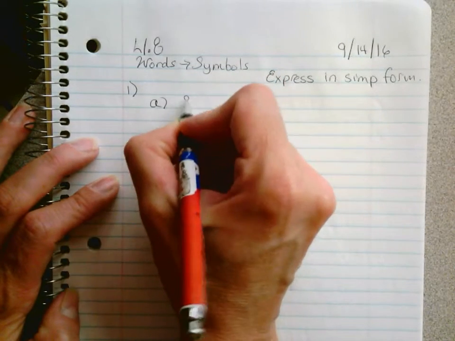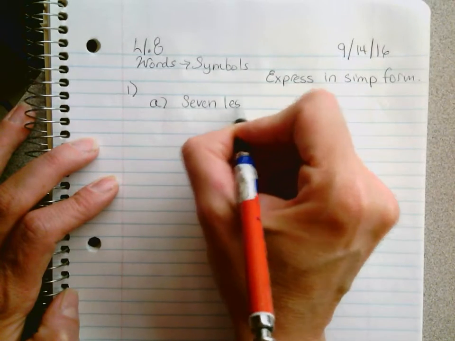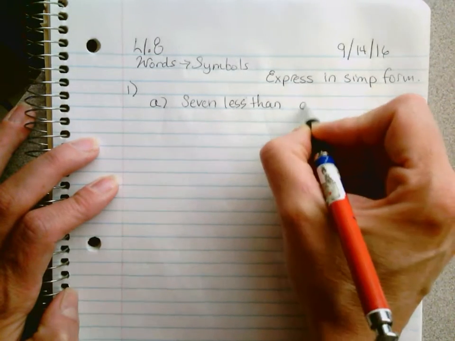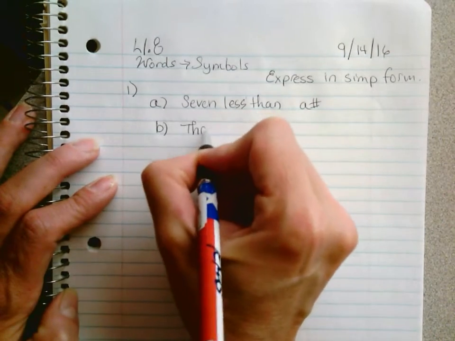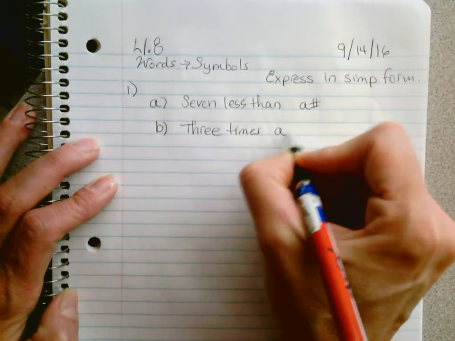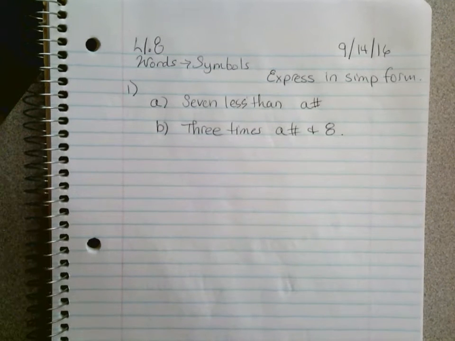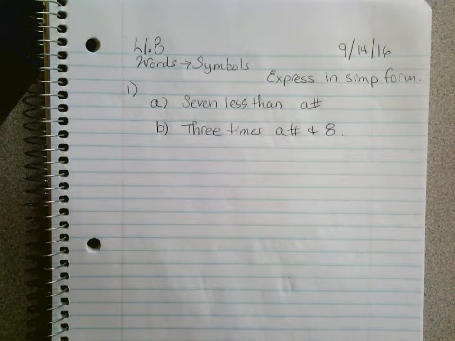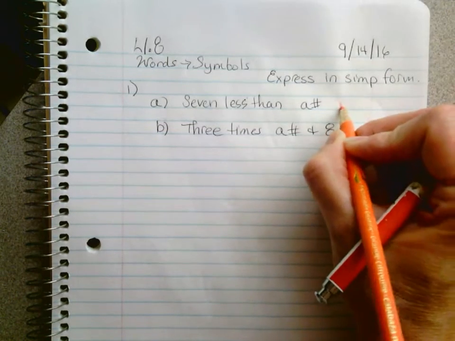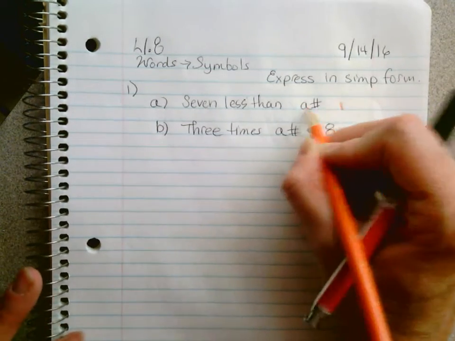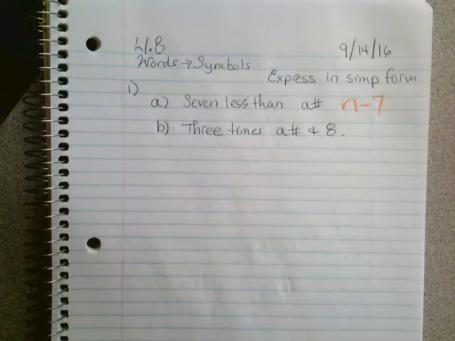A says 7 less than a number. And B says 3 times a number and 8. So what do you guys think for 7 less than a number? Jazz, what do you think? 7 less than a number. How would you word that using a variable? X minus 7. And I wrote n. Okay.